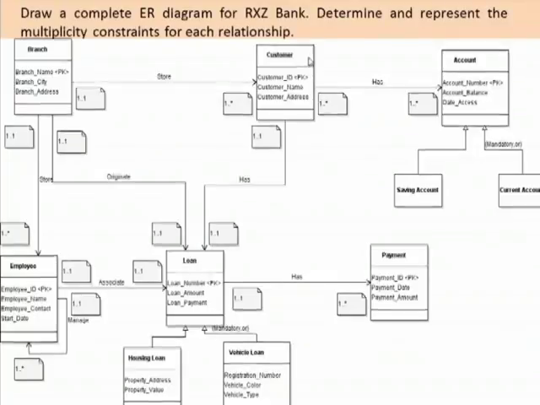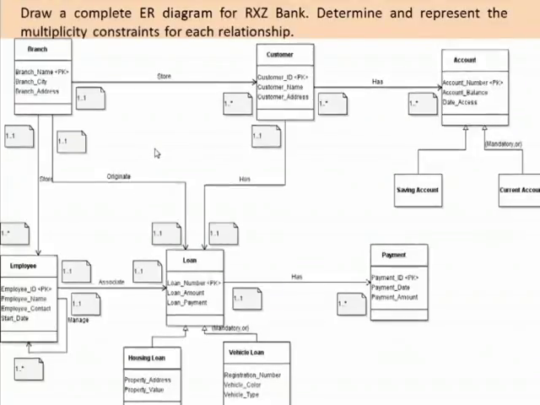Therefore, this is a complete ER diagram for RXA Bank. I have connected those 6 main entities that I mentioned just now based on the requirement. So let's look at this. I have linked loan with payment, and the relation is has. One loan can have many payments.